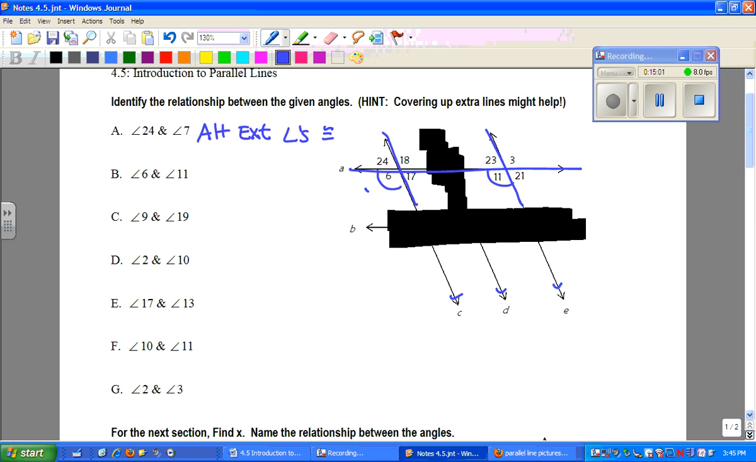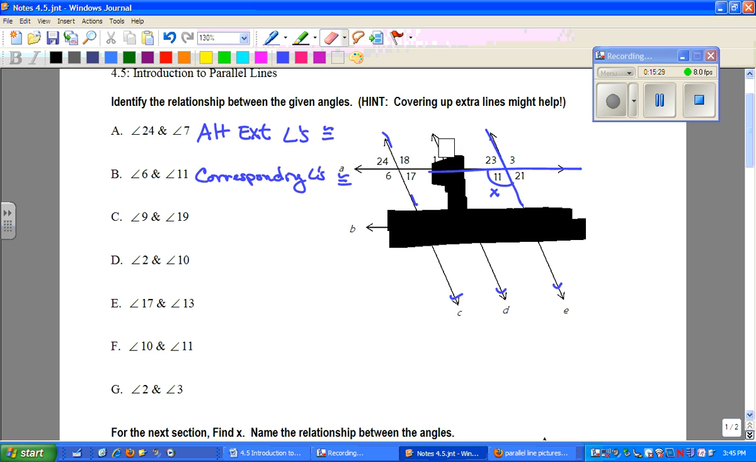Well, let's see here. 6 is in the bottom left. 11's in the bottom left. Yay! These are corresponding angles. And if we have parallel lines, which we do in this example, guess what corresponding angles are? Do they look like they're going to be the same size? It's because they are with parallel lines. So corresponding angles are going to be congruent.